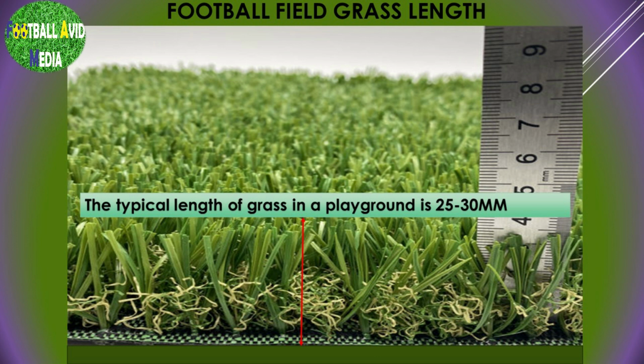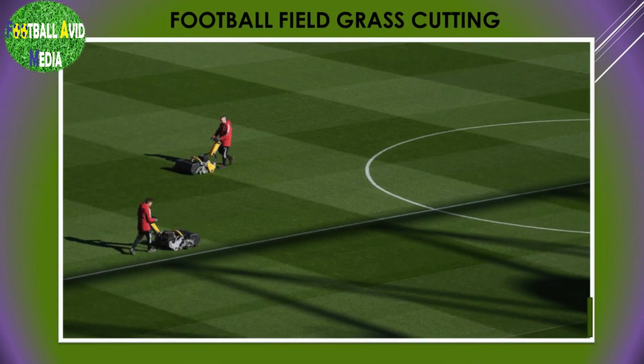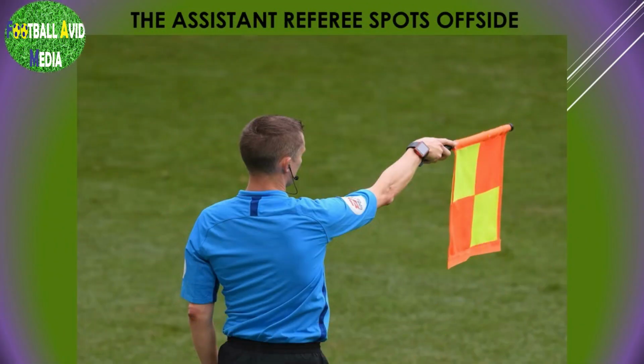The grass is often cut back and forth, each to a different length, leaving visible streaks in the grass. This helps assistant referees to spot offsides more easily by giving vertical references.